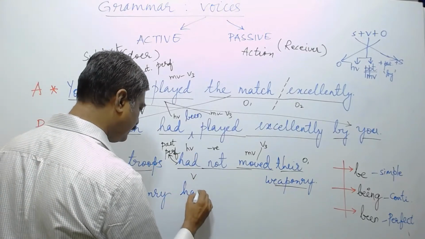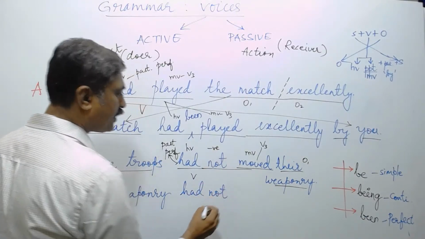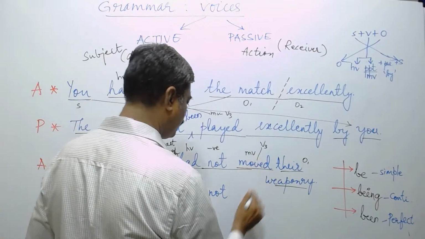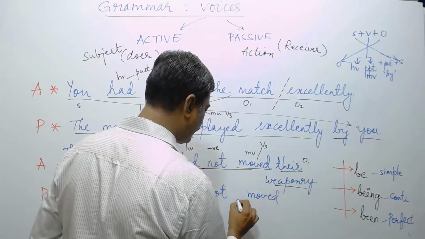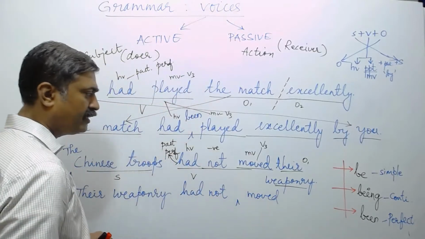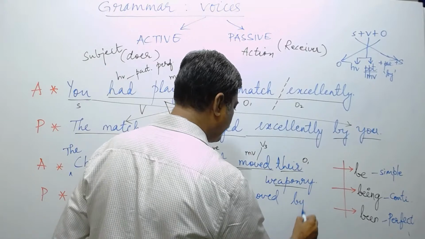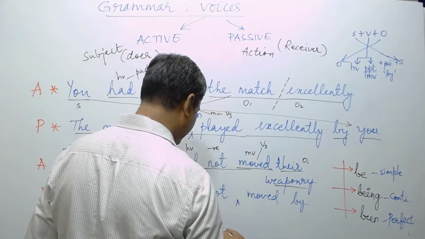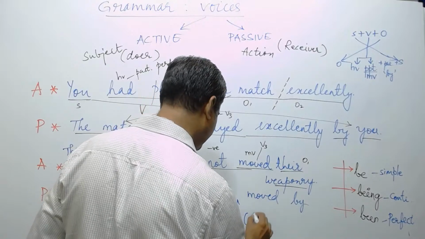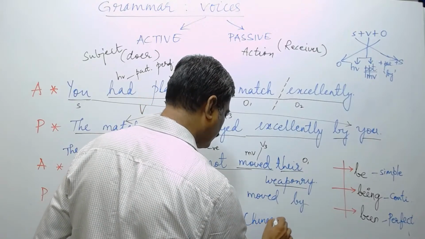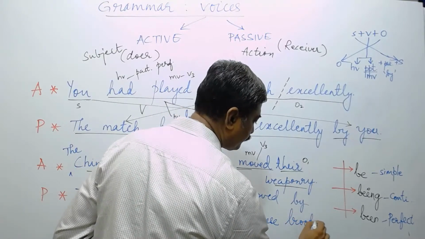So had not moved, I guess. You can understand why I have left this space here, right? Had not moved by, preposition by. Who are those? By the Chinese army, I guess, the Chinese troops.